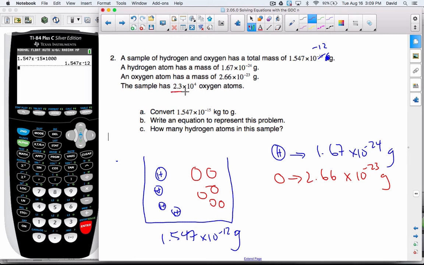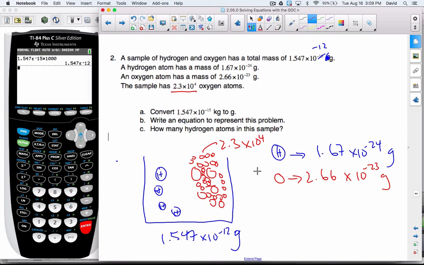So the sample has 2.3 times 10 to the 4 oxygen atoms. Okay, so this is the number of atoms. That's the number of little chunks there that you've got, right? Little atoms. So I'm going to have to do 2.3 times 10 to the 4, 23,000 of these. But we could put a number with that there, right? We can say that there's 2.3 times 10 to the 4th.